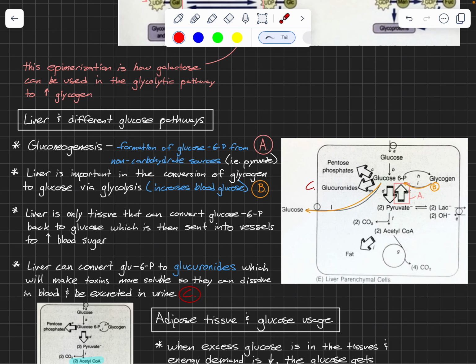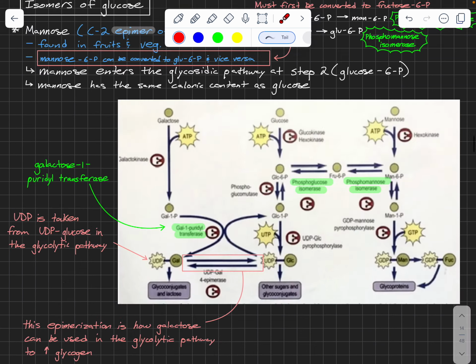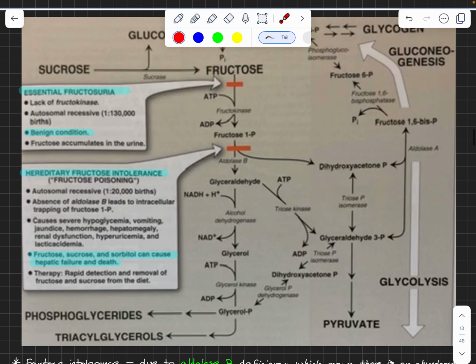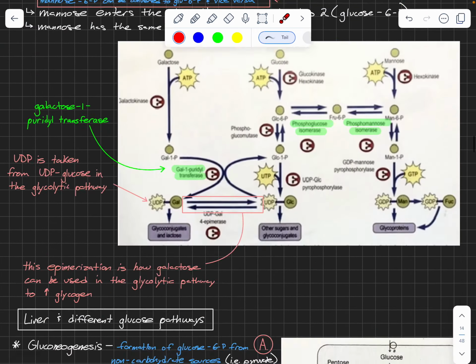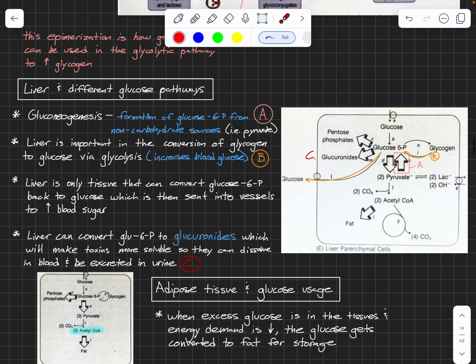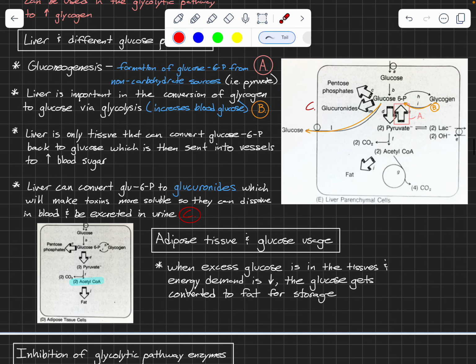So gluconeogenesis is just the formation of glucose 6P from non-carbohydrate sources. So that's kind of what we saw right here with fructose, with it producing DHAP to come all the way back up here to form G6P. And non-carbohydrate sources, which means none of the ingested glucose or carbs that we get is being used for gluconeogenesis. It comes from other factors inside the body.